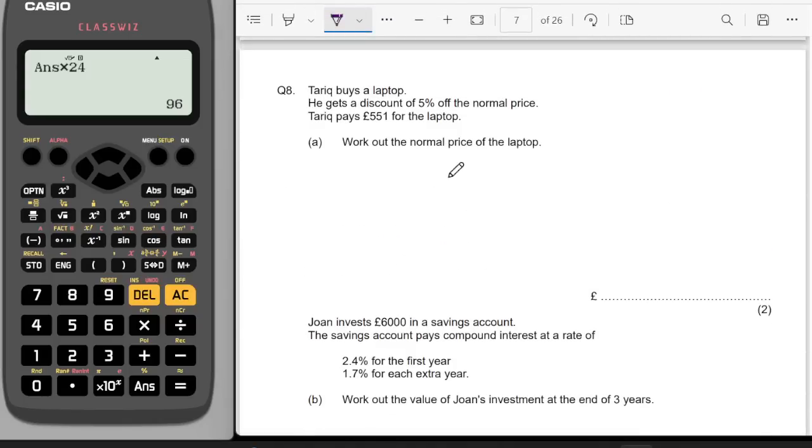Okay, and on to question 8. Tarek buys a laptop. He gets a discount of 5% off the normal price. Tarek pays £551 for the laptop. Work out the normal price of the laptop. Again, just because we're prepping for the calculator paper, I'm going to show you the ratio function on your calculator that will do this for you.